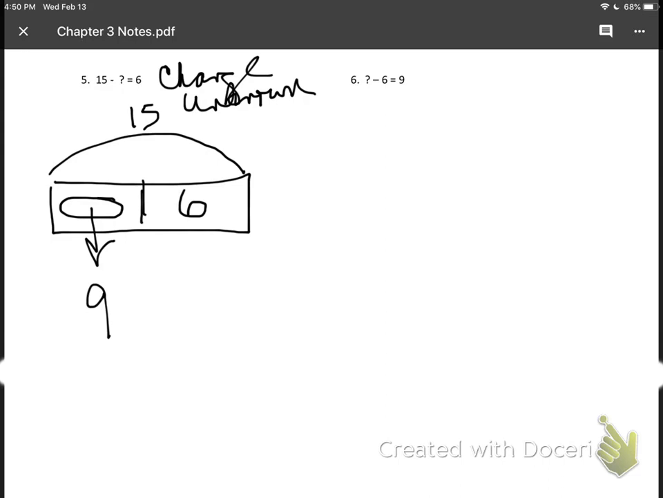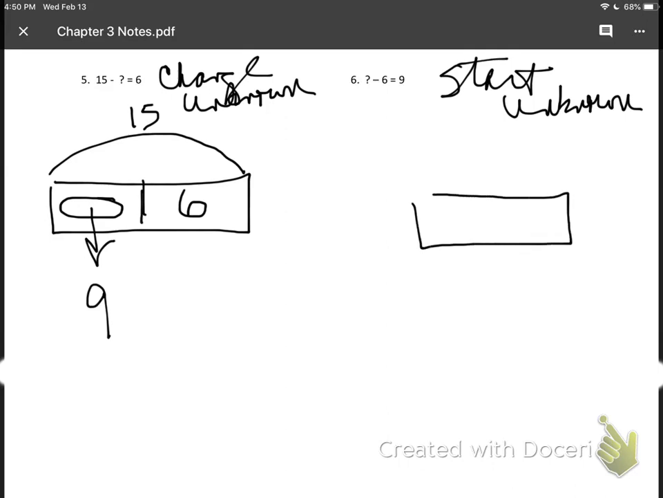So then the last one, the start is unknown. So we have some number here. We take away 6, and we have 9 remaining. So what was our initial amount at the start? It was 6 plus 9, which is 15. So that's a whole bunch of writing add to and take from problems. So let's move on to the next topic.